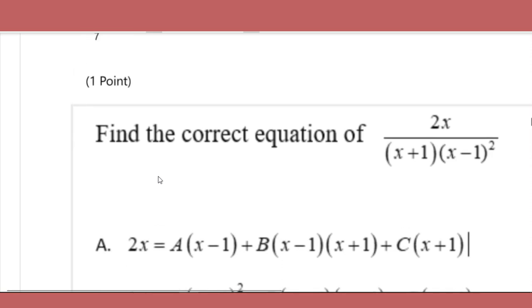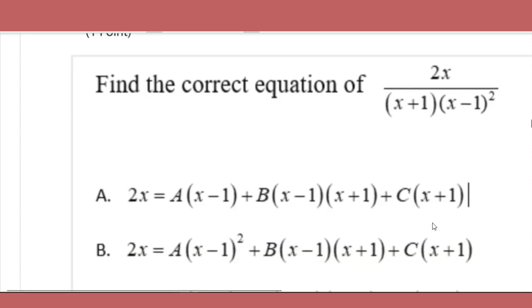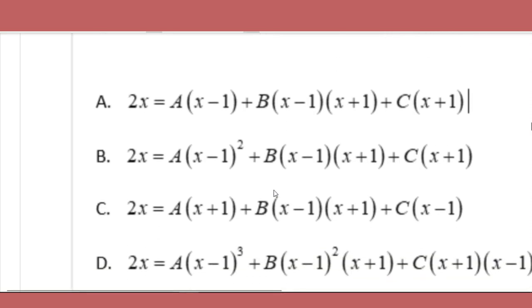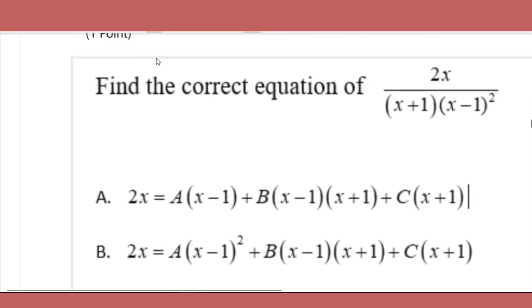Number 7. Find the correct equation of this term in the partial fraction, where there is one equation within the denominator. The first step is to check: this is a proper fraction, numerator degree 1, denominator degree 3. So this is a proper fraction. And then factorize the denominator completely. It has a repeated linear factor, so we have 3 brackets.